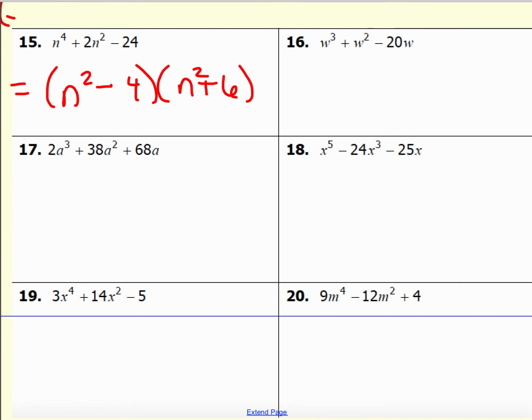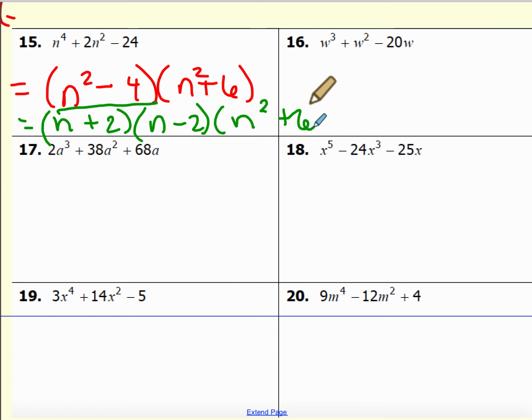completely. Especially when we have higher degrees, sometimes it's possible to factor further. So what I notice is that n squared minus 4 is a difference of squares. So I have to factor it out: n plus 2 times n minus 2. And n squared plus 6 is not factorable. So now it's completely factored.